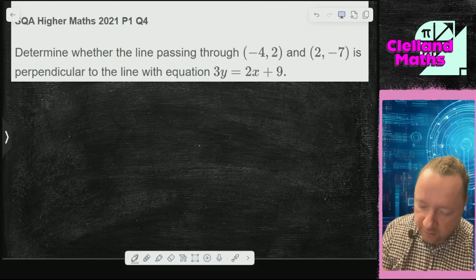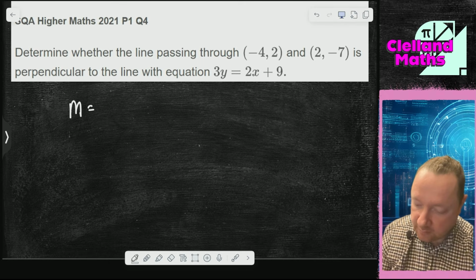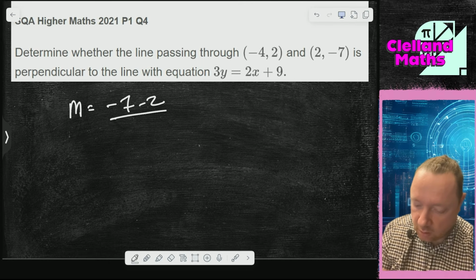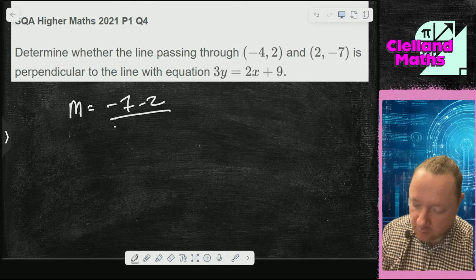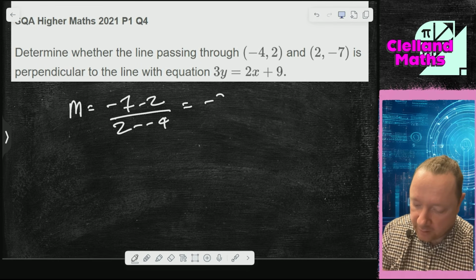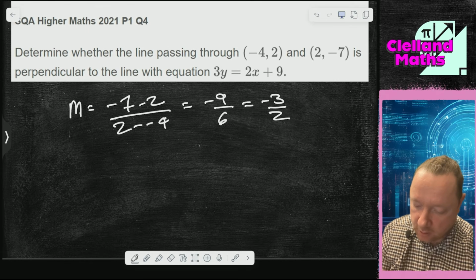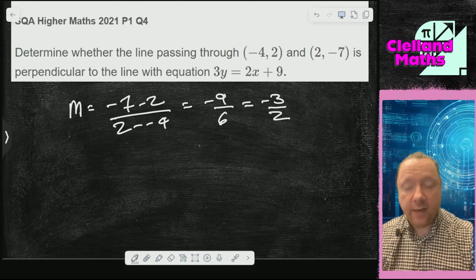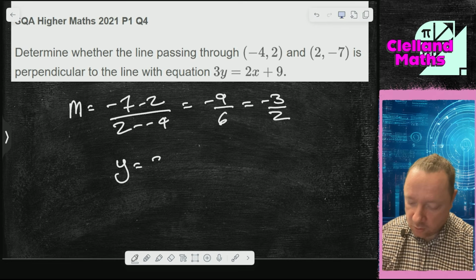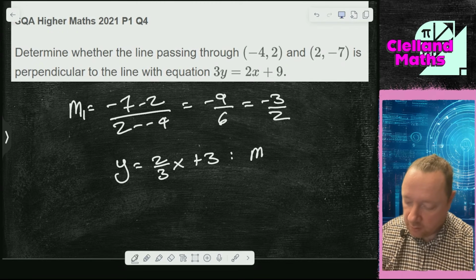So the gradient of the first line is minus 7 minus 2 over 2 minus minus 4. That's minus 9 over 6, which is minus 3 over 2. So the other one, I've got 3y equals 2x add 9. So y is 2/3 x, add 9 divided by 3 is 3. So the gradient of that one, I'll call that m1 to give it a distinction, is 2/3.